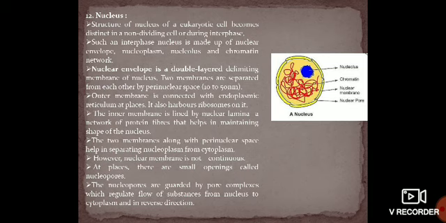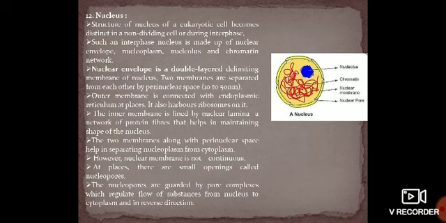Nucleus is a structure of a eukaryotic cell in which you can see that nucleus is distinct in a non-dividing cell, or we can see the same thing during interphase. In interphase, we can see that nucleus is made up of nuclear envelope, nucleoplasm, nucleolus, and chromatin network.